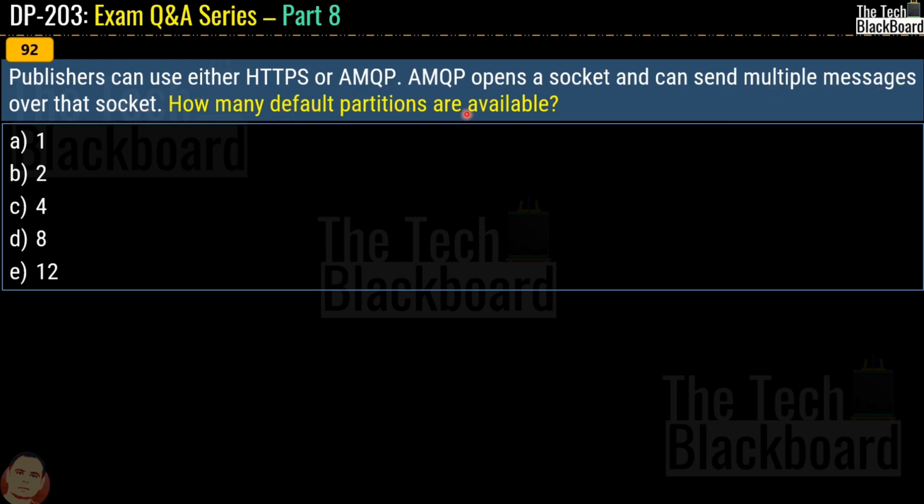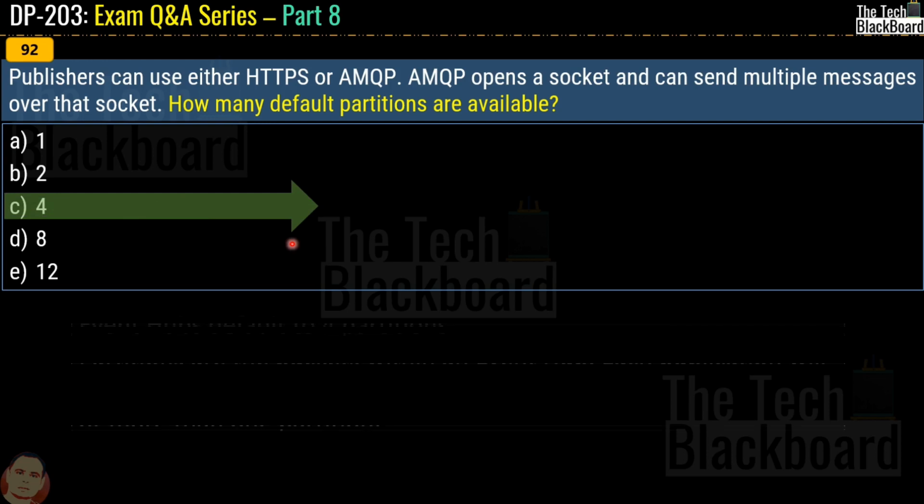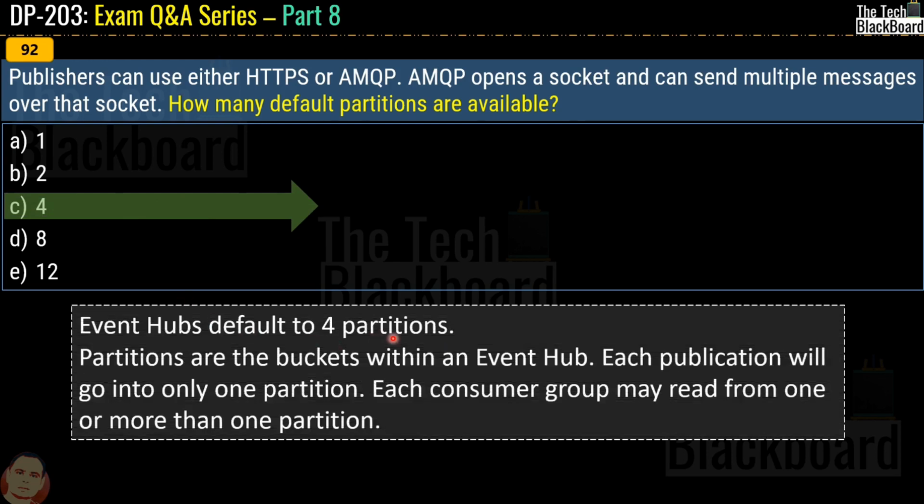How many default partitions are available? The options given are 1, 2, 4, 8 or 12. And the correct answer for this question is option C. So we have 4 default partitions that are available. So by default, we have 4 partitions available.